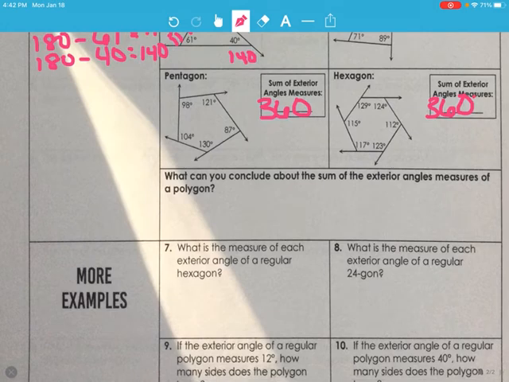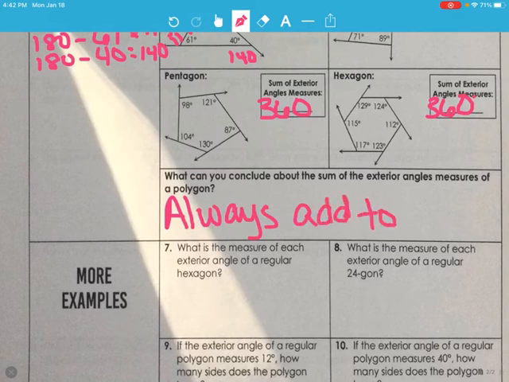They have a quick question, and it's saying, what can you conclude about the sum of the exterior measures of any polygon? Always add to 360 for exterior. Please do not forget that exterior is 360. Interior, we have that formula from the front page.